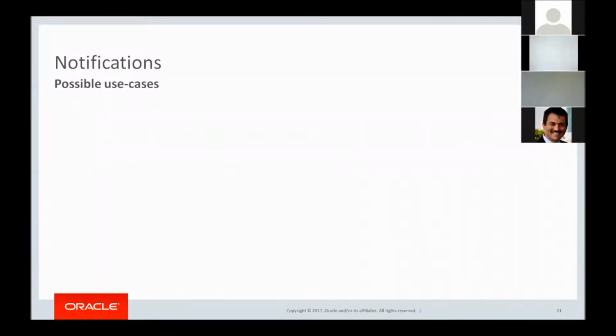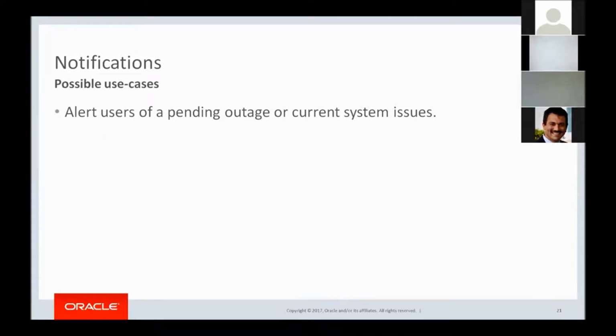So again, I mentioned that I was questioned about, well, what are the possible use cases for this type of a feature? Well, off the top of my head, I just came up with a few, right? Alert users of pending outages or current system issues. So if, for example, you're getting reports of, I don't know, a performance issue in the sales environment, you could potentially send a message to all the running users that says, hey, just to make you aware, we're having performance issues, please bear with us while we investigate the problem.